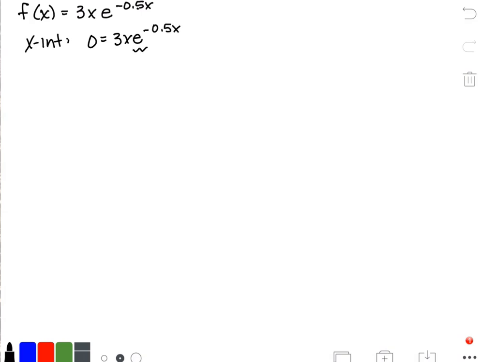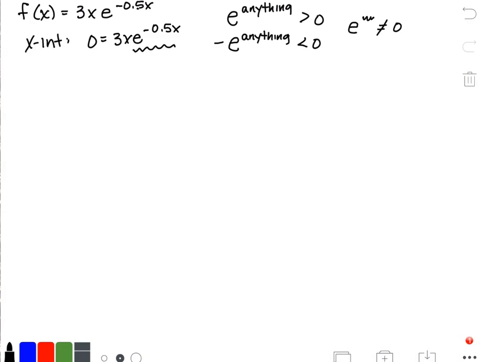Now, what you have to remember about e's is that e to anything is always strictly greater than 0. So you can never set an e equal to 0 and solve for x because e is always positive. And of course, a negative in front of an e to anything would always be strictly less than 0. So again, there is no time where an e to anything can ever equal 0.